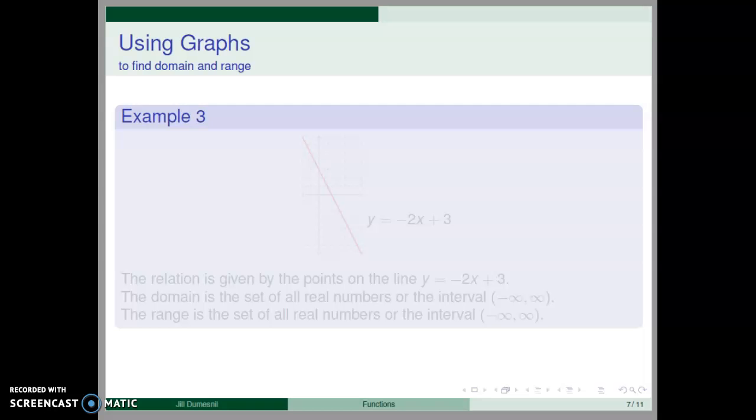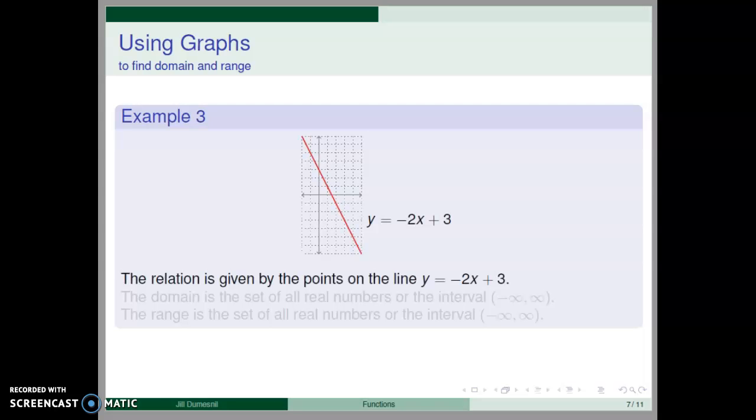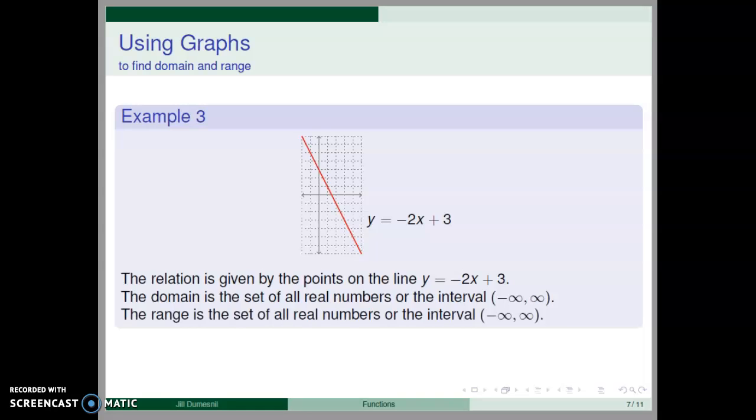Let's consider a third example. Suppose the relation is given by the points on the line y equals -2x plus 3. To find the domain of this relation, we need to consider the set of x values for which the line exists. Since the line exists for all real values of x, the domain is the interval from -infinity to infinity. Similarly, the range is the set of all y values used in the graph. Thus, the range is also the interval from -infinity to infinity.